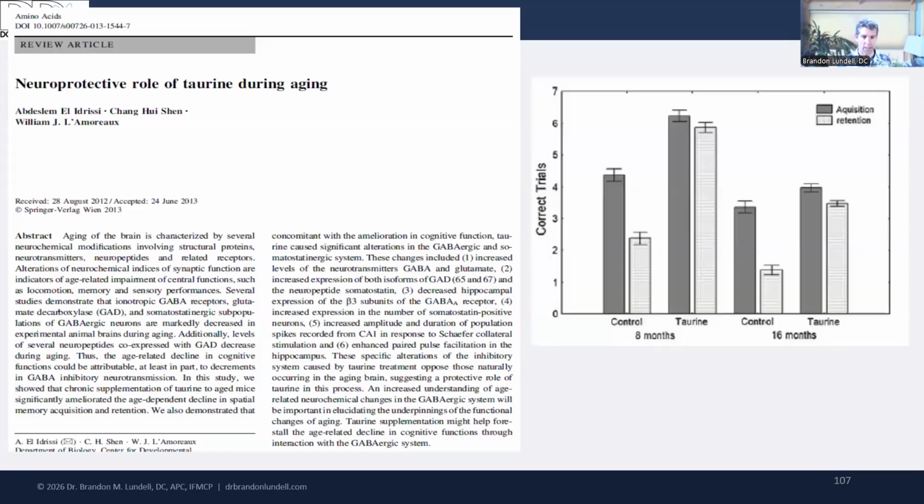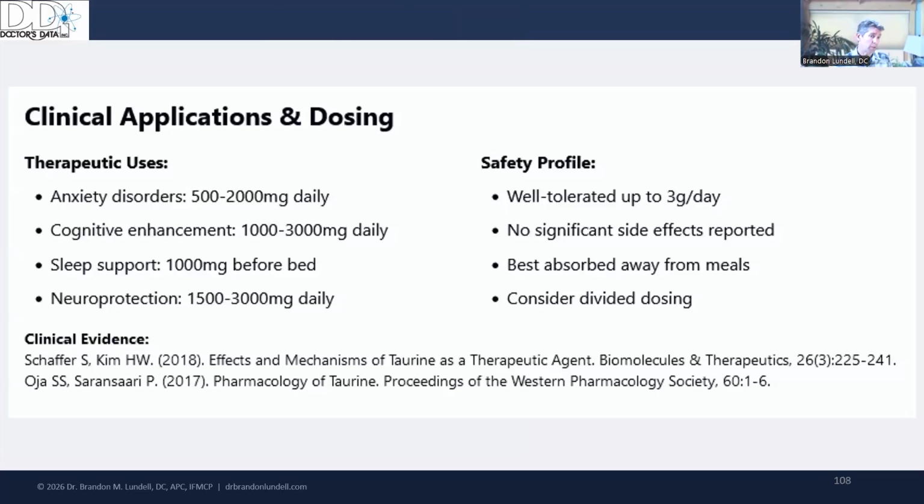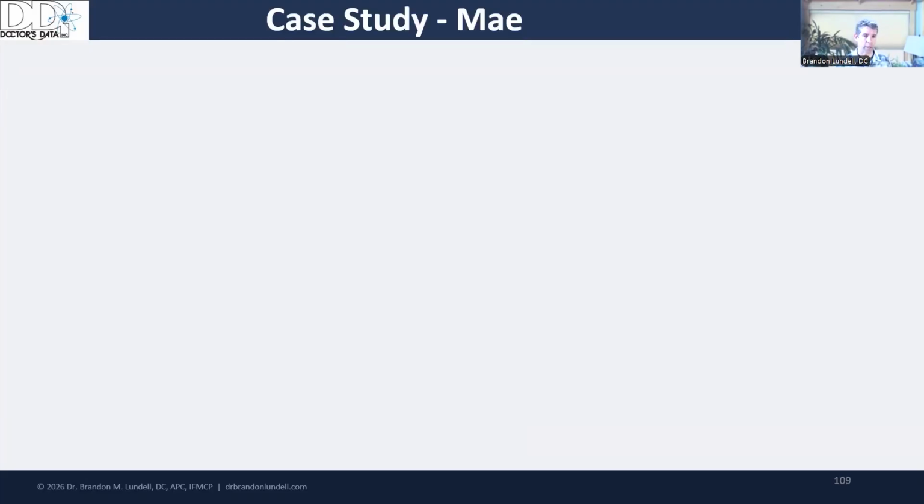And due to time, I'm going to skip through some of these, but taurine just increases acquisition and retention in the brain. So pretty amazing at what it can do. So here's just some dosing. You do have to use therapeutic doses, 500 to 2,000, even 3,000, even 4,000 milligrams a day. But I typically start with 2 to 3 grams a day.